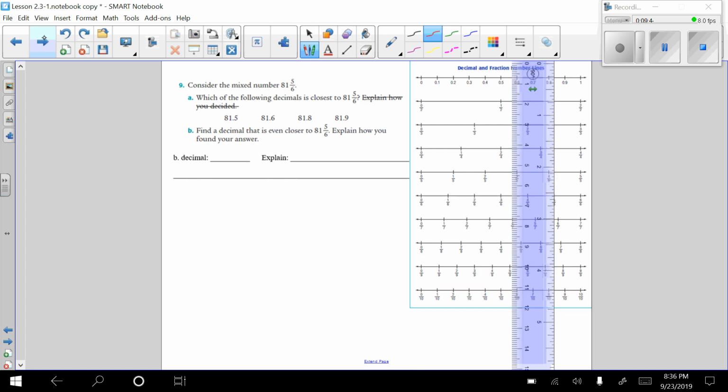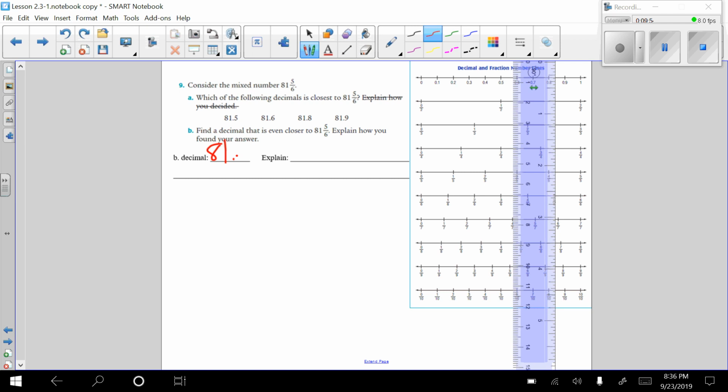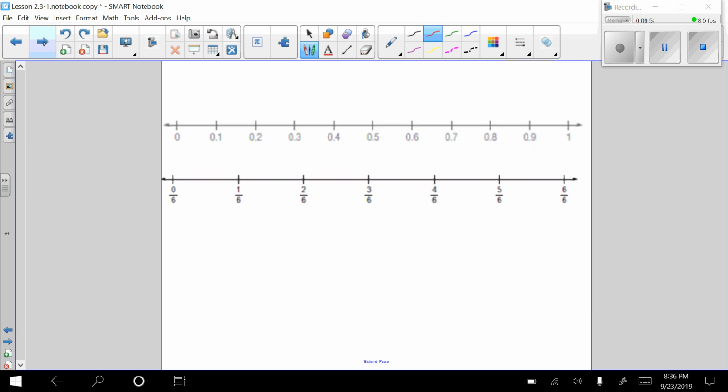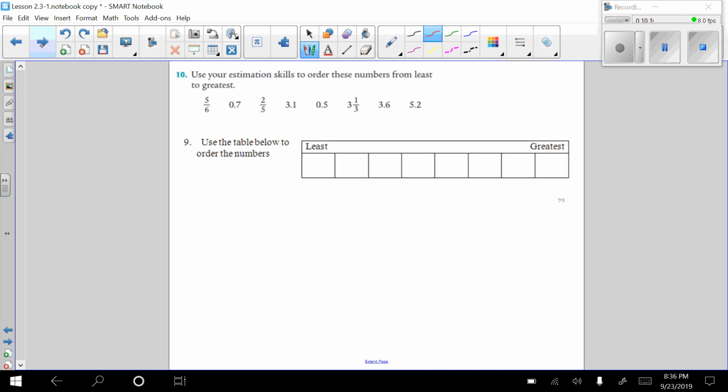Here's another example, 81 5/6. Well, again, 81 is my whole number. My decimal then is, if I look at 5/6, what is it closer to? Is it closer to 0.8 or 0.9? Here's another look at it. If I look up, I can tell that it is a little bit closer to 0.8, right? By looking on the number line, we can estimate where it is closest.